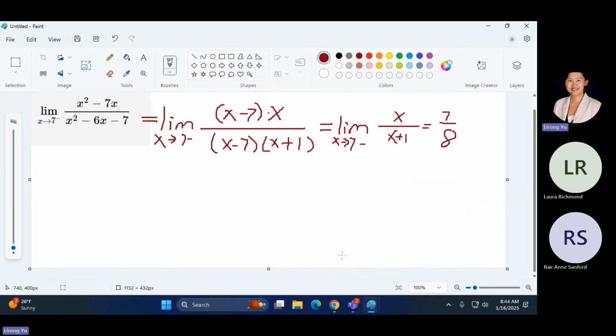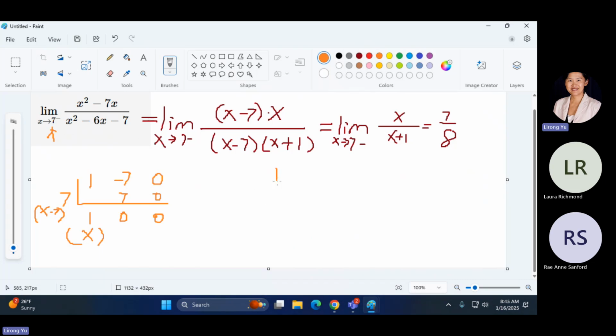I did mention synthetic division. If you have a hard time trying to factor this out, you can also do synthetic division, which will look like this. The numerator coefficients are 1, -7, and 0. We're trying 7, so we drop down the 1, and there's already a 0 there. Altogether, this is x times x minus 7. There's a 0, so we don't have to write it.